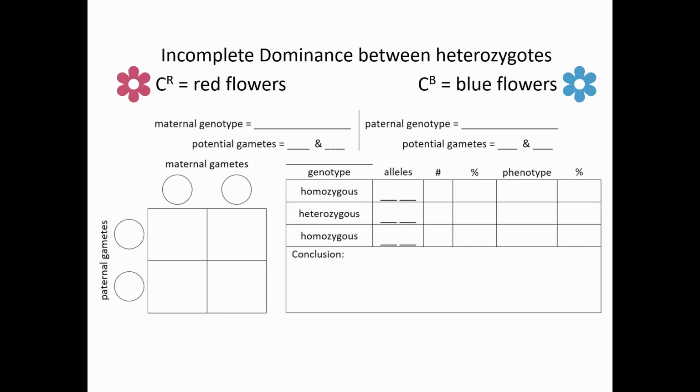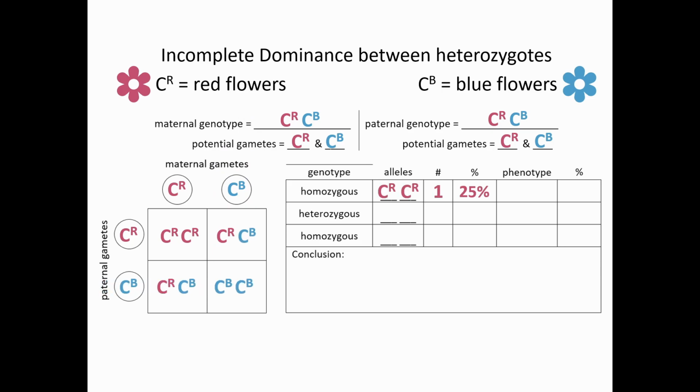So let's do our own example of this, looking at red and blue flowers instead. And we're going to cross two heterozygotes. So these individuals are going to be purple. Their potential gametes are going to be C superscript R and C superscript B. And so if we fill in our Punnett square, as we've done in the past, we find a Punnett square that looks like this, where one individual is homozygous for C superscript R, another individual is homozygous for C superscript B, and two individuals are heterozygous.